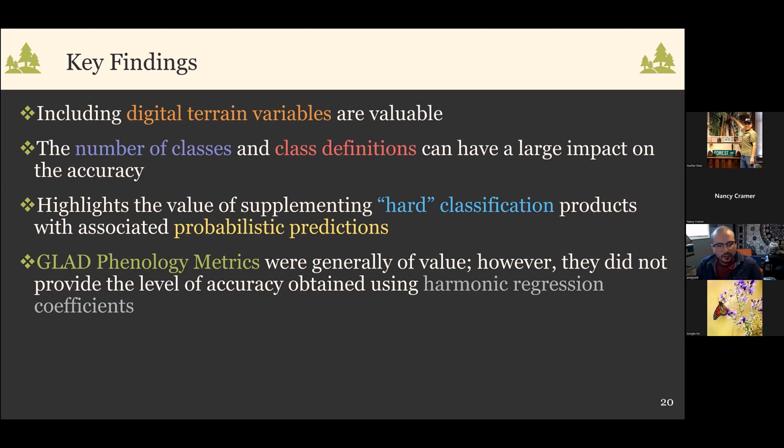And again, those GLAD phenology metrics that we investigated did a decent job, but they didn't perform to the level that our harmonic regression coefficients do. So I think there's a need, in terms of analysis ready products, for the USGS, or the Landsat program, whoever's curating the data, to generate consistent harmonic regression surfaces that can be used for modeling.